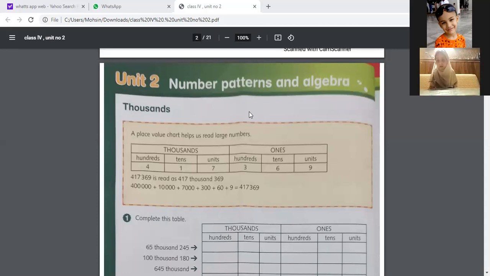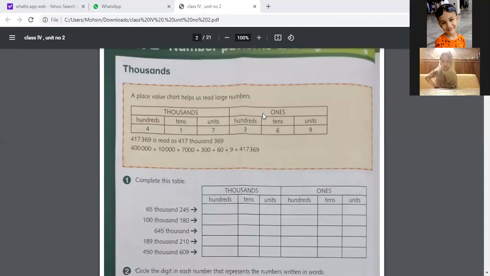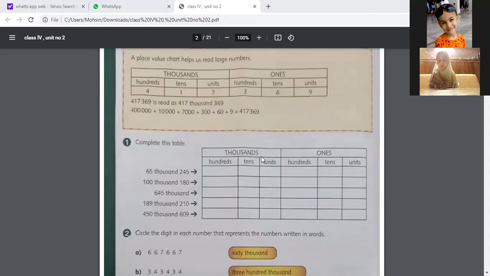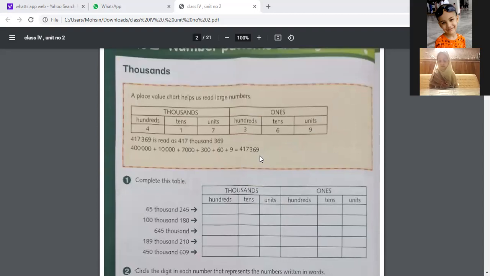Yes, class 4. Now we are going to start a new lesson. That is unit number 2 of your Macmillan maths book 4A. This unit is about number pattern and algebra. We are going to do the first page of this unit, page number 14.